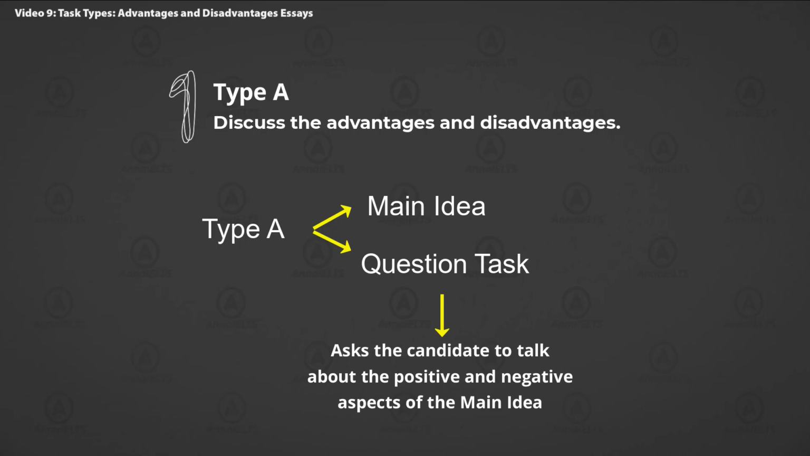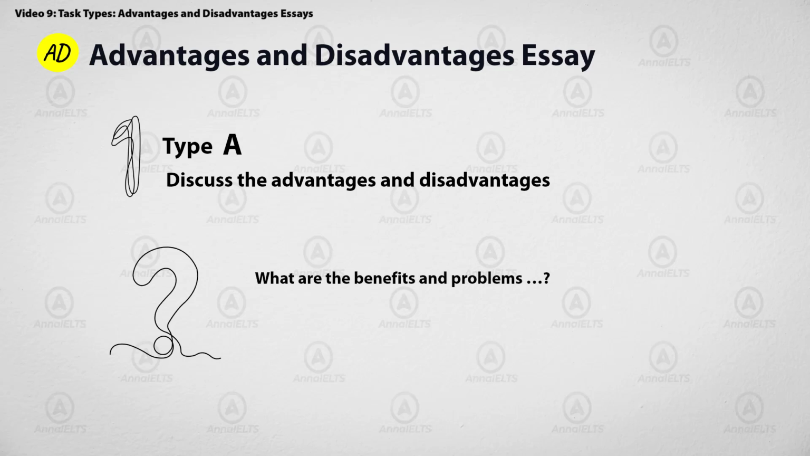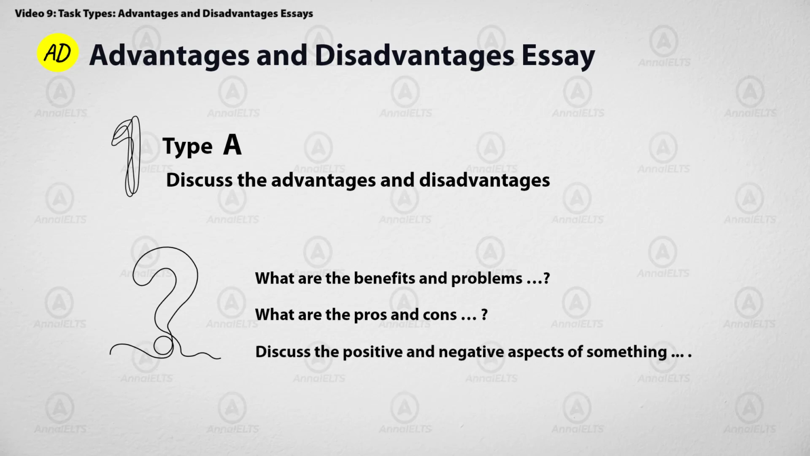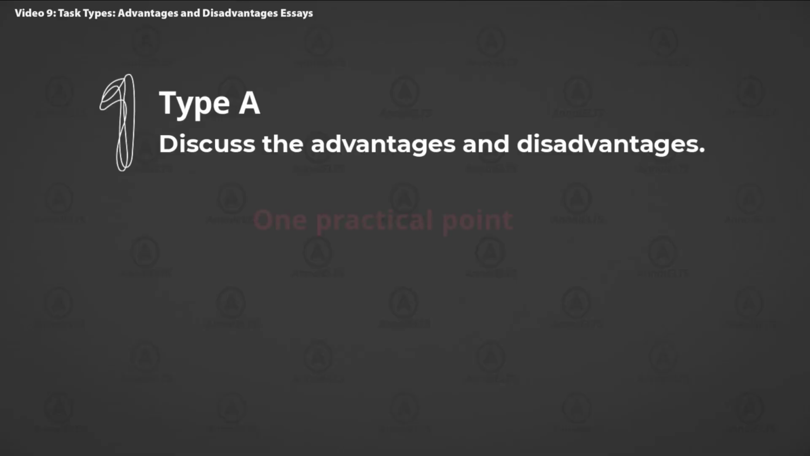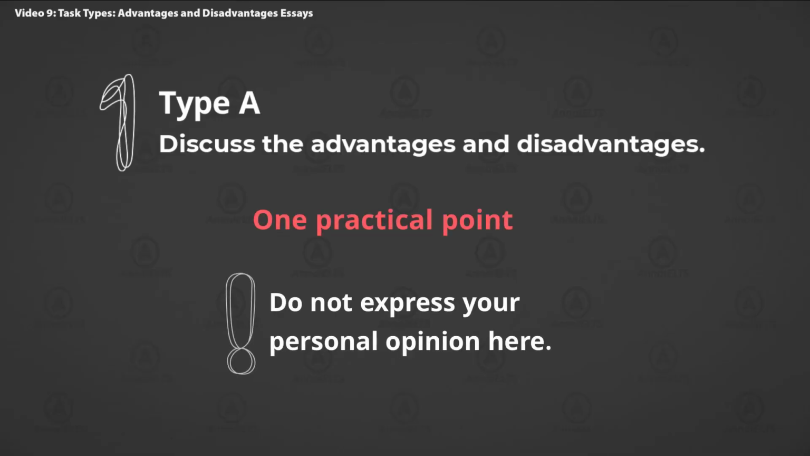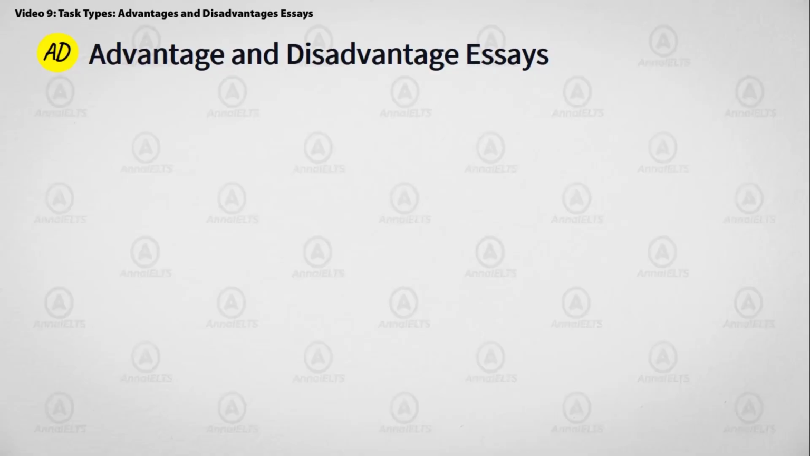To identify these questions, look for the following phrases in the question task. What are the benefits and problems? What are the pros and cons? Discuss the positive and negative aspects of something. One practical point: do not express your personal opinion here. Let's see one example together.